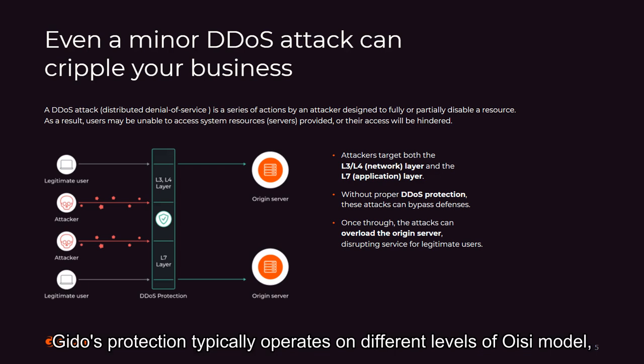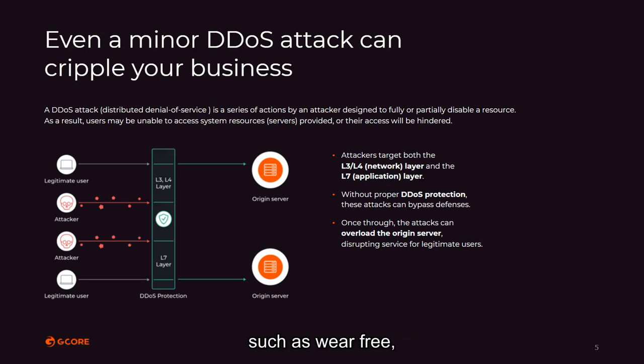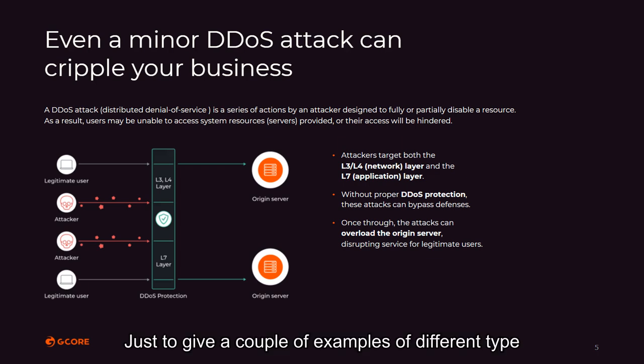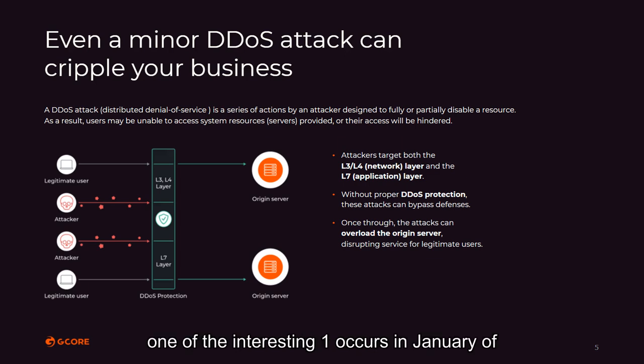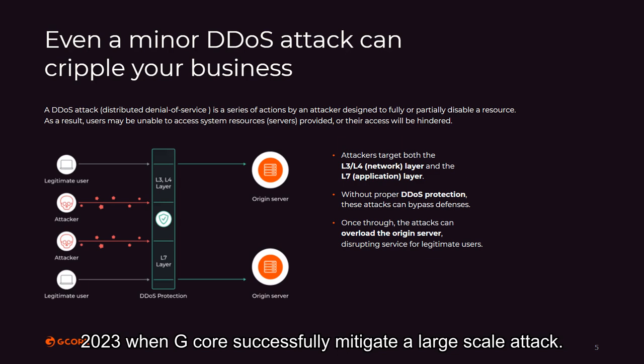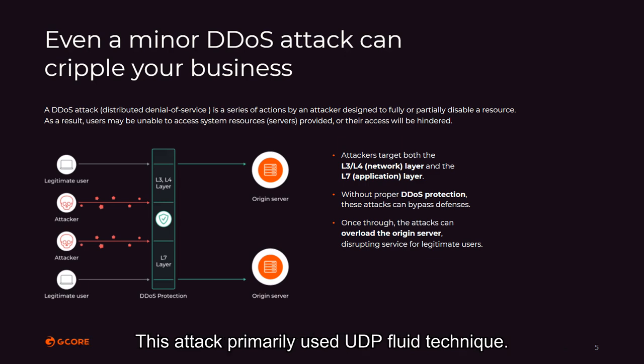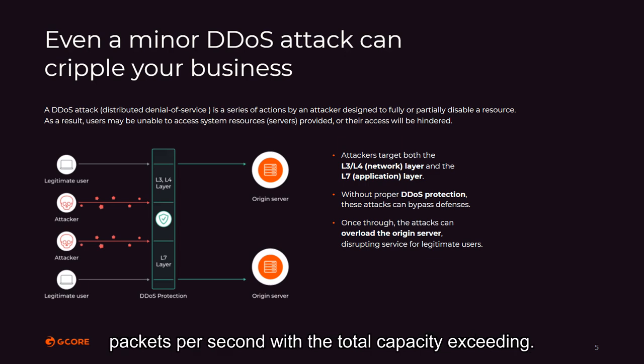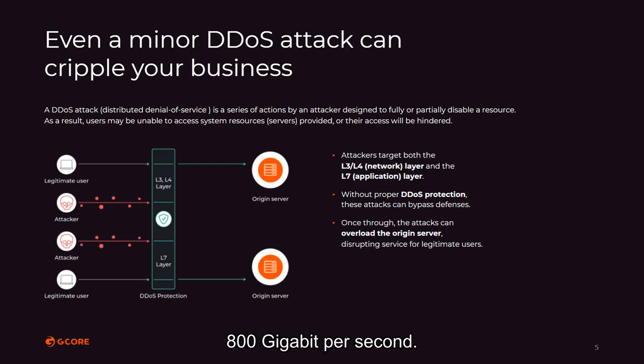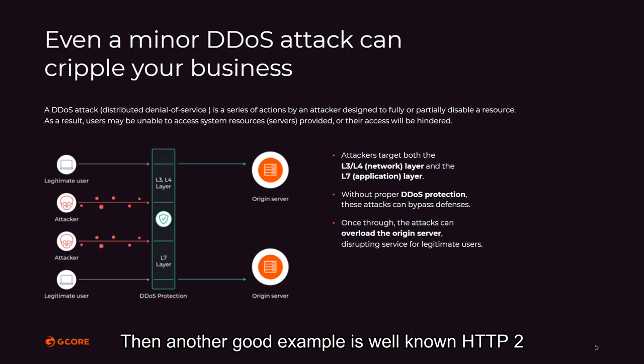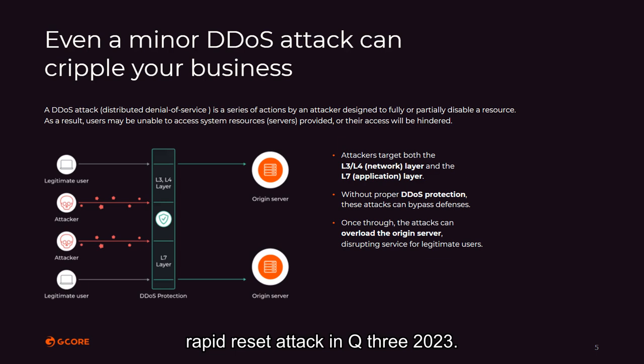DDoS protection typically operates on different levels of the OSI model, such as layer 3, layer 4, and layer 7. Just to give a couple of examples of different types of attack, one of the interesting ones occurred in January of 2023 when Gcore successfully mitigated a large-scale attack. This attack primarily used the UDP flood technique, which is common at layer 3, layer 4. The attack reached a peak of 500 million packets per second, with a total capacity exceeding 800 gigabits per second.